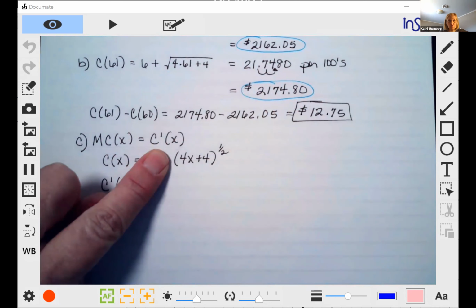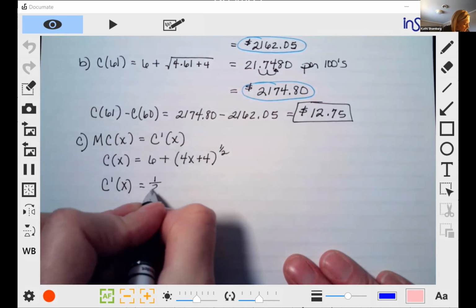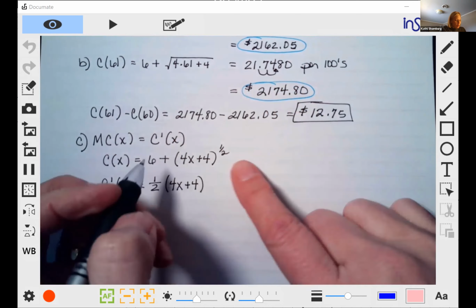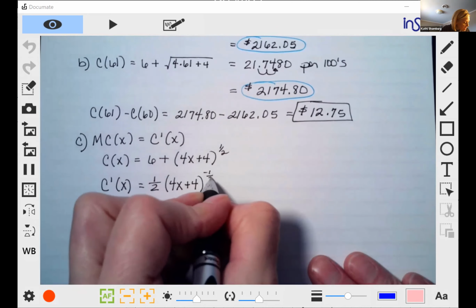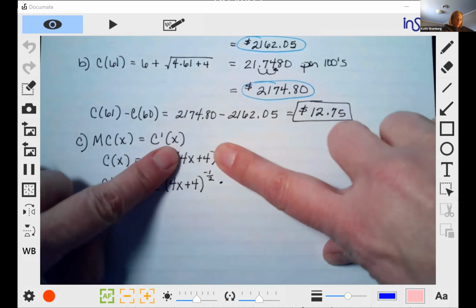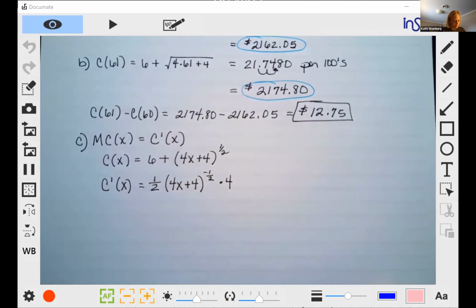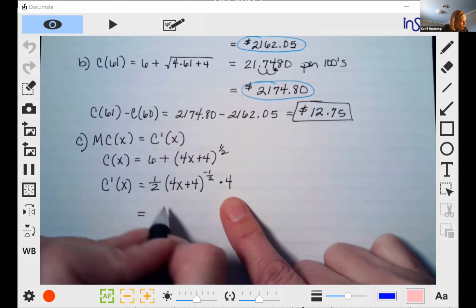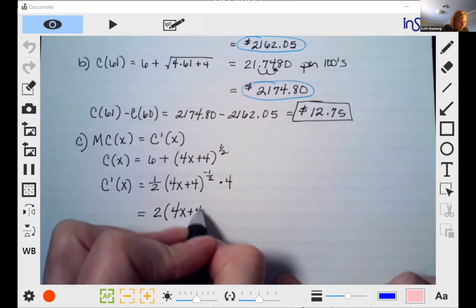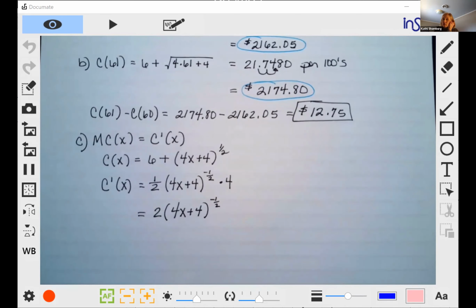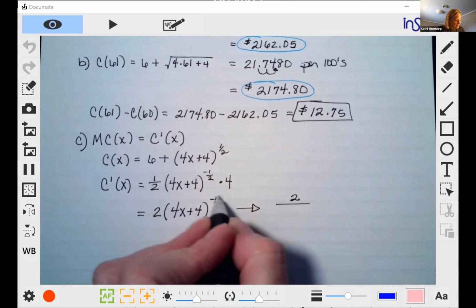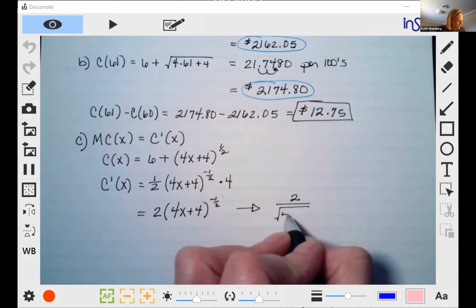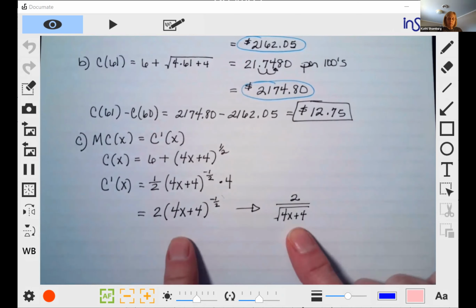Now we're going to take the derivative of this. So this is where we bring that 1/2 to the front, times 4x plus 4 raised to 1/2 minus 1. So 1/2 minus 2 over 2 is negative 1/2. And then don't forget to take the derivative of the junk. The derivative of 4x plus 4 is just 4. Then I'm going to clean that up: 1/2 times 4 is 2, times 4x plus 4 raised to the negative 1/2. If you wanted to see that a little bit cleaner, it would be 2 over, because this is negative, I'm going to bring it to the denominator, and the 1/2 is the square root of 4x plus 4. So these two mean the same thing.